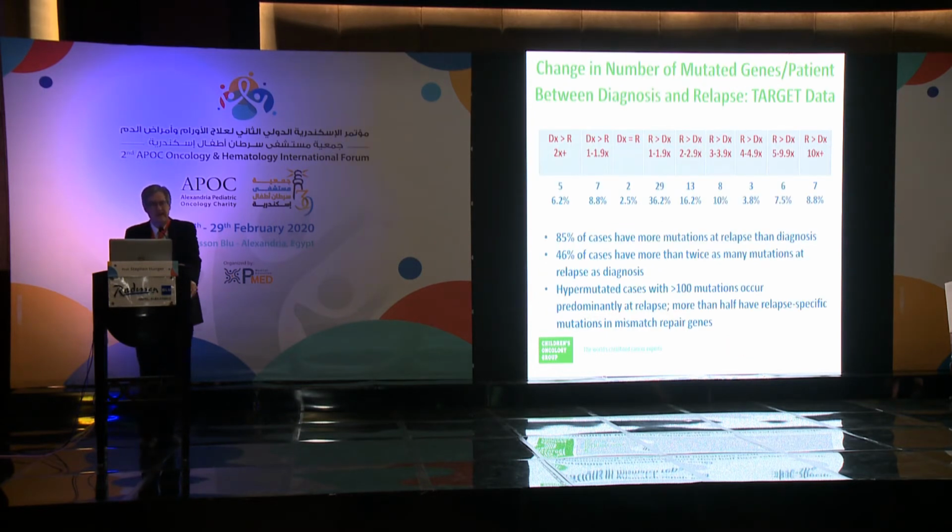This tries to look at how these changes happen. 85% of cases have more mutations at relapse than at diagnosis, and about half of cases have more than twice as many mutations at relapse as at diagnosis. There are also so-called hypermutated cases with greater than 100 mutations. Again, this is focused on the coding region. If you look at the non-coding region, the number of mutations is orders of magnitude higher. These hypermutated cases occur predominantly at relapse, and more than half of them have relapse-specific mutations in the mismatch repair genes involved in Lynch syndrome, or hereditary non-polyposis colorectal cancer.